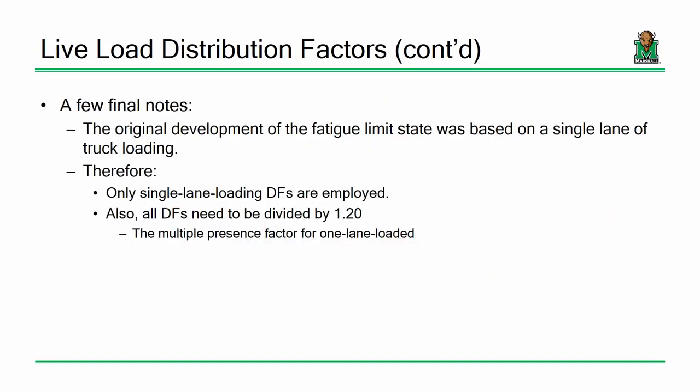Okay, a few final notes. When you're doing the fatigue limit state, remember the fatigue truck is just a single truck. So we only use those single lane loading scenarios. And because we are enforcing it's only a single truck, we don't use multiple presence. So you need to make sure that you're dividing that 1.2 out when you're doing fatigue, okay? Because we're not dealing with multiple trucks on the bridge. We're only counting that single truck going over and over.